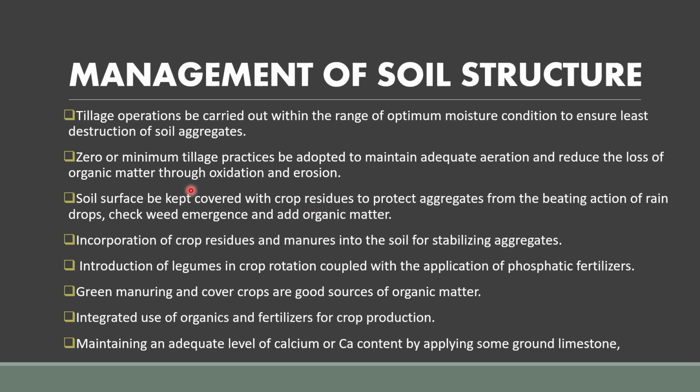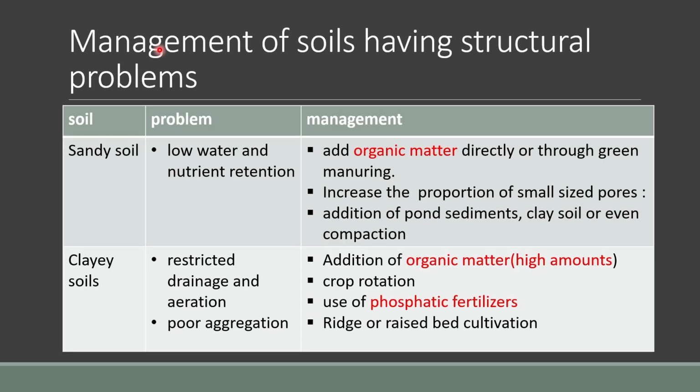So just remember, we have to reduce the tillage, go to zero or minimum tillage, cover cropping, legumes in the crop rotation, then increase the organic matter content, then application of phosphatic fertilizers, and addition of limestone, etc. These are good management practices to improve the soil structure. So we have seen many problems with the soils.